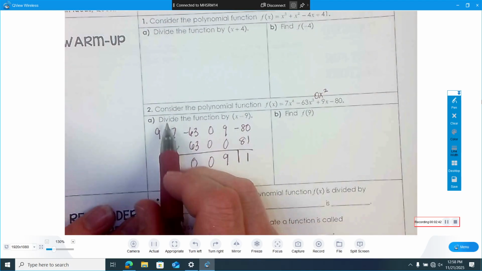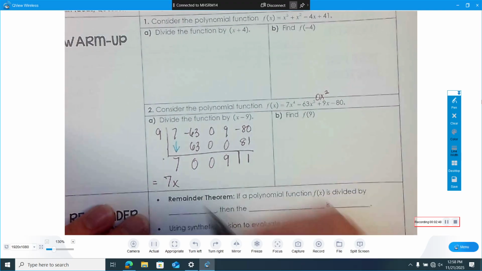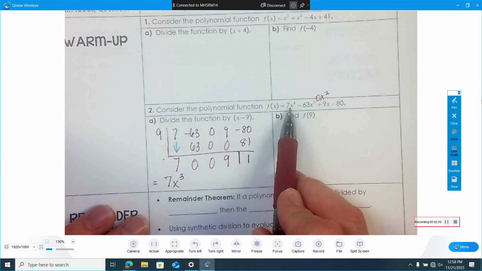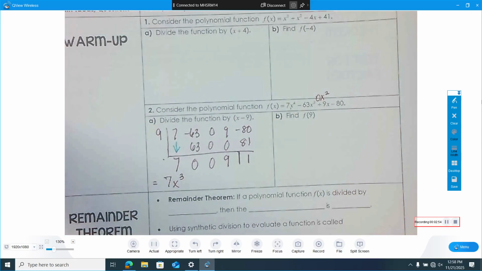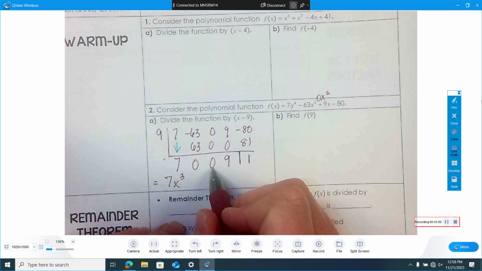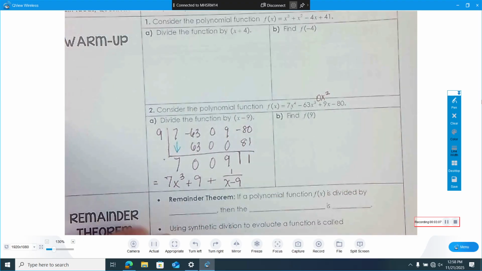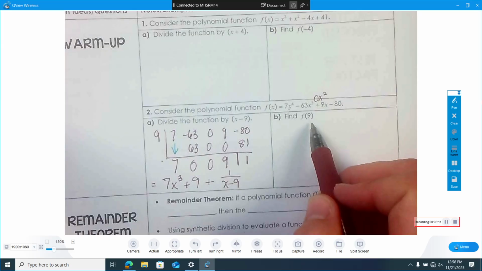So our quotient is 7x to what power? X to the third. And again, because we started with x to the fourth, and we're dividing out an x, that must decrease to a third. All right, and so 7x cubed plus 0x squared plus 0x plus 9 plus 1 over x minus 9.